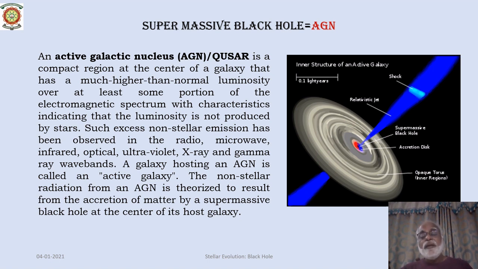In the initial years of its discovery, first radio waves were discovered from such objects. So people did not know the source or the origin of these radio waves. So these objects were called quasi-stellar, because it was not known whether it is a star that is emitting or whether it is some other object that is emitting. So it was known as quasi-stellar radio sources.